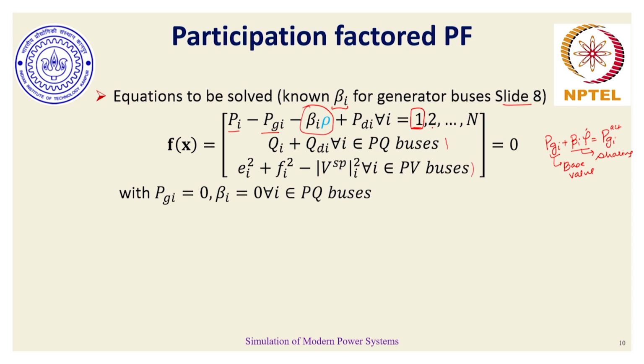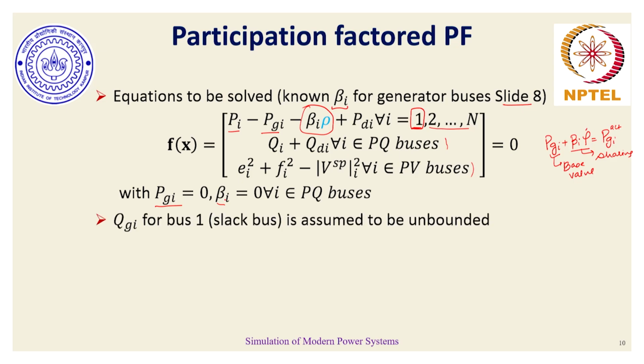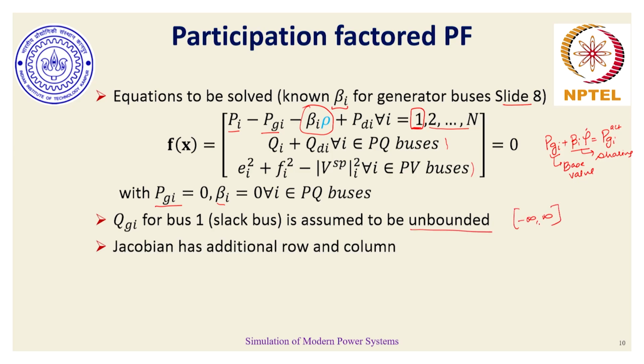We had equations for buses 2 to n as we had seen for the previous case also. Wherever there is no generator present, then PGI is 0. If there is no generator present, then participation will also not exist for that particular bus. QGI for the slack bus is considered to be unbounded. That means its limits are minus infinity to plus infinity.